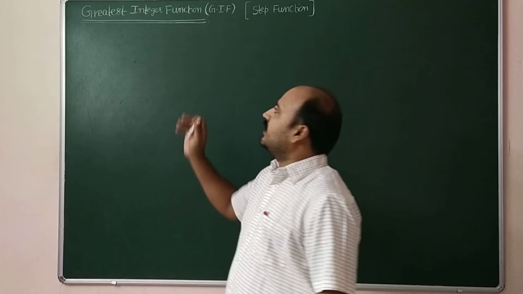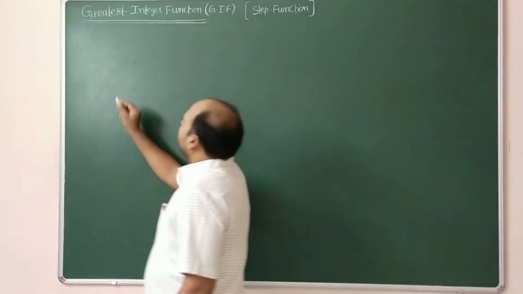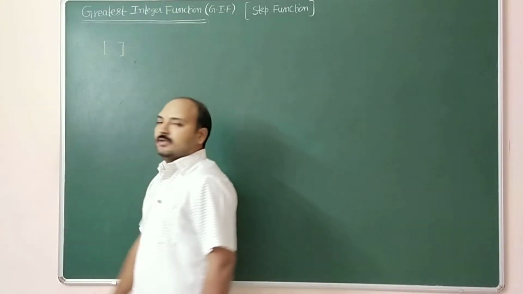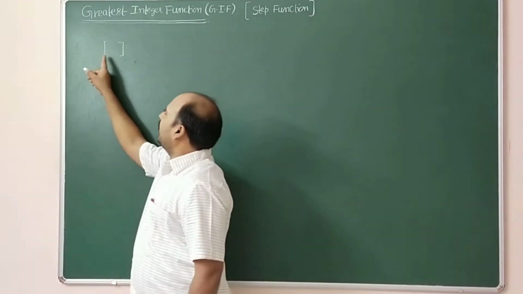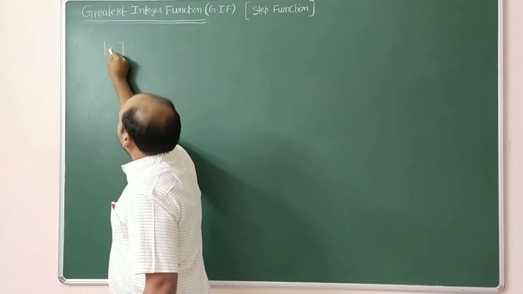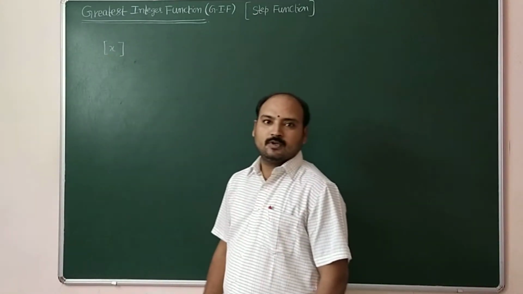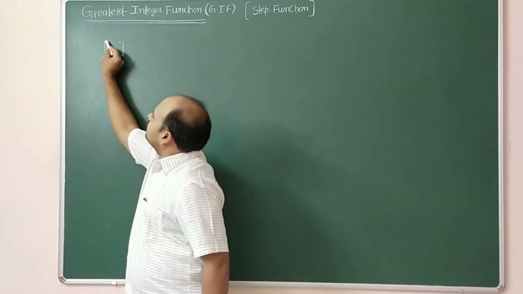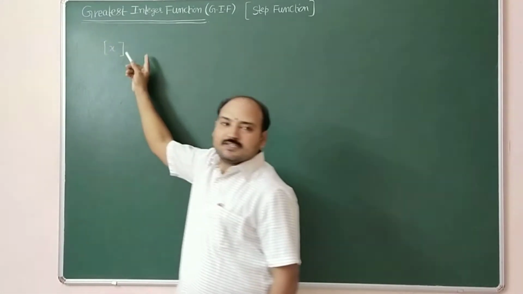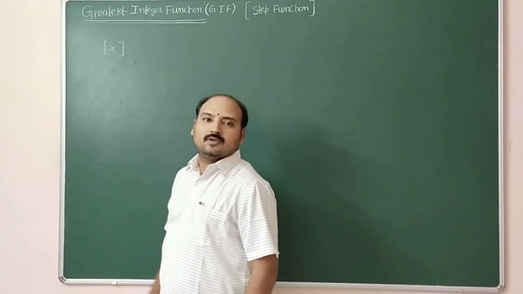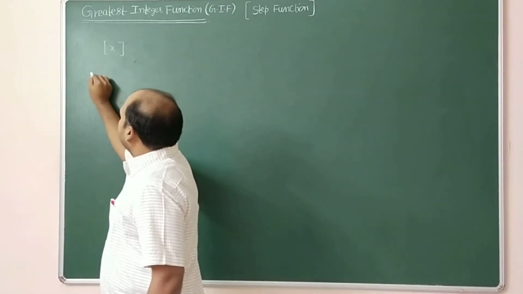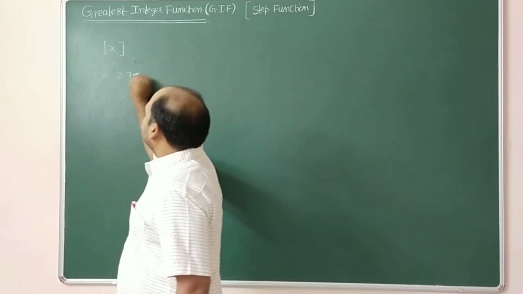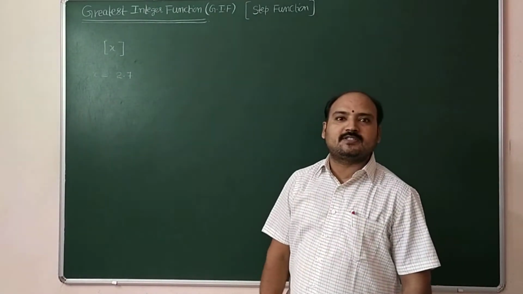See here, first, what is the greatest integer function? The greatest integer function is denoted by a closed bracket, open bracket, where x is a real number. How to define it? This can be written as step x, or the greatest integer function, which is denoted like this. See here, the x value we are taking as 2.7. x is equal to 2.7.